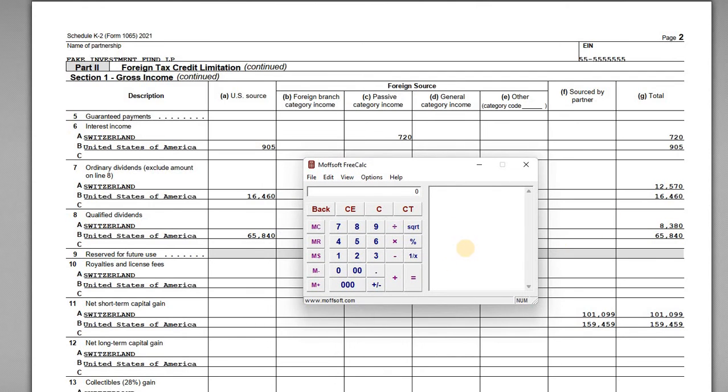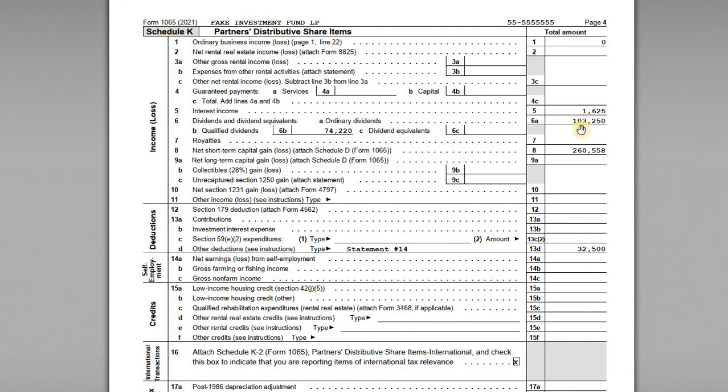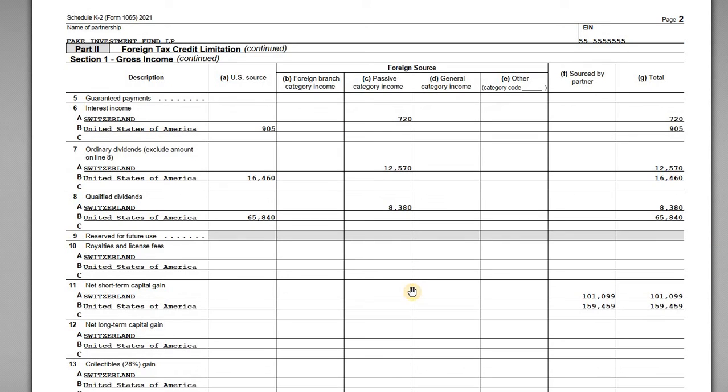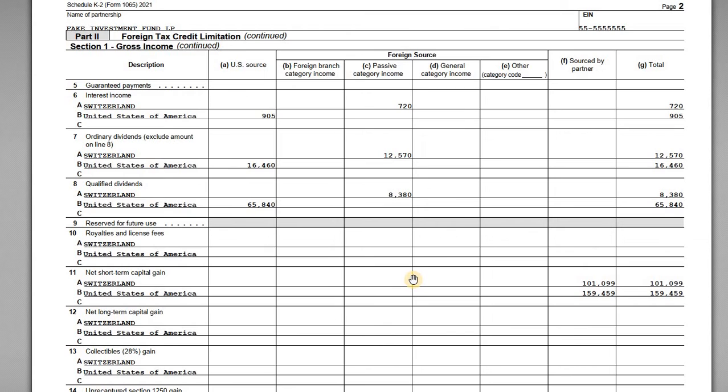Okay, so if we do a check figure here, just to see how this is working. So if we add up all of these, right, so 570, 16,460, 83,80 plus 65,840, we get 103,250 in total ordinary dividends, and that is the amount that we're seeing here on page 4, 103,250 in total ordinary dividend income. All right, and then if you went and added up the qualified amounts and then the non-qualified amounts, those are reconciled back as well. Now onto the capital gains.